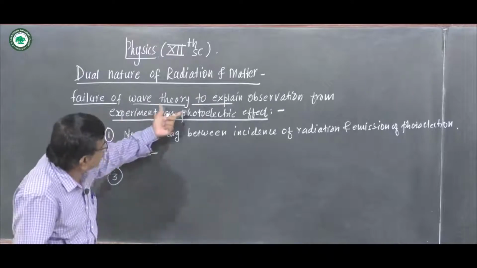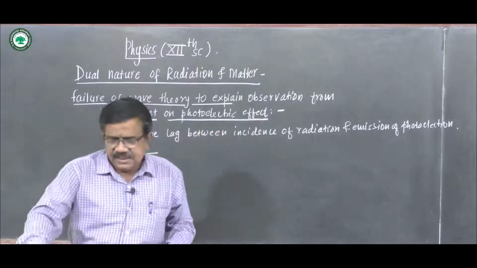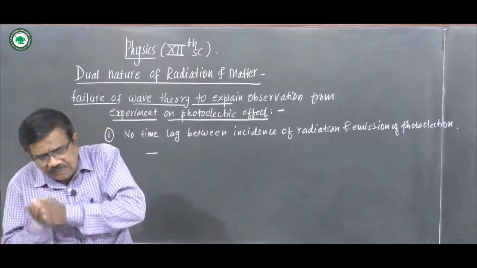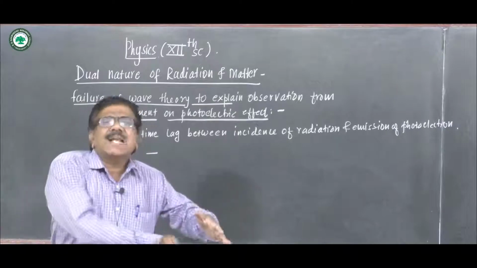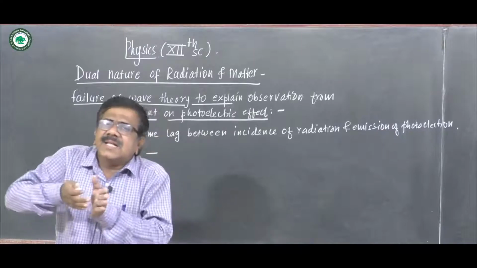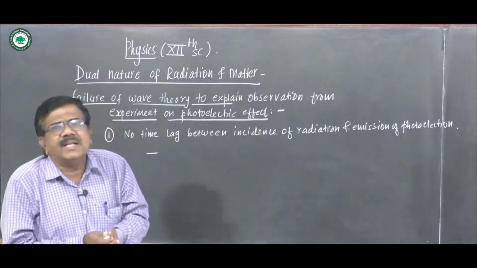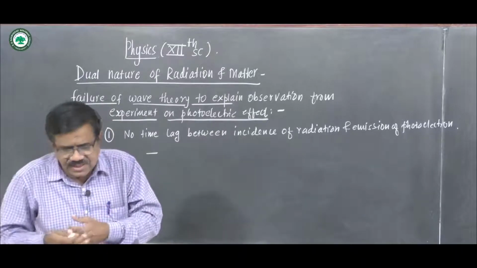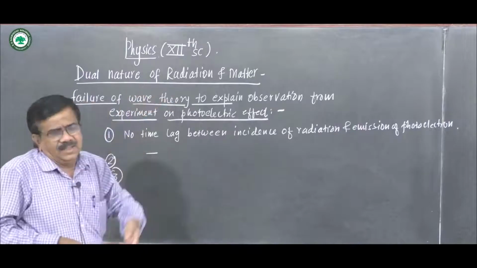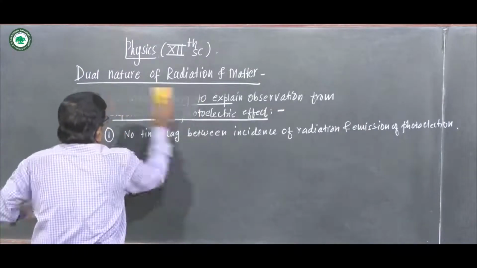But according to observations of this experiment on the photoelectric effect, below the threshold frequency, photoelectrons are not emitted, whatever may be the intensity of radiation. Photoelectrons are not emitted, whatever may be the intensity of incident radiation. This is the next failure of wave theory to explain the observations of the photoelectric effect.